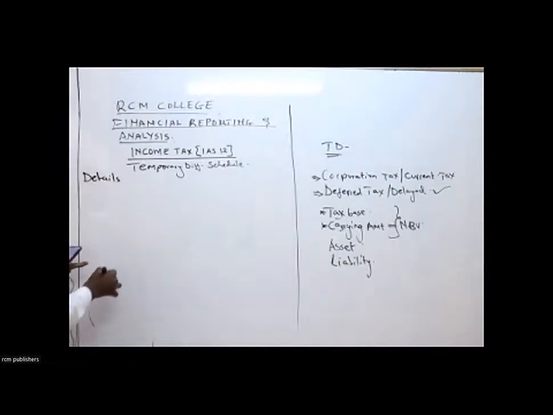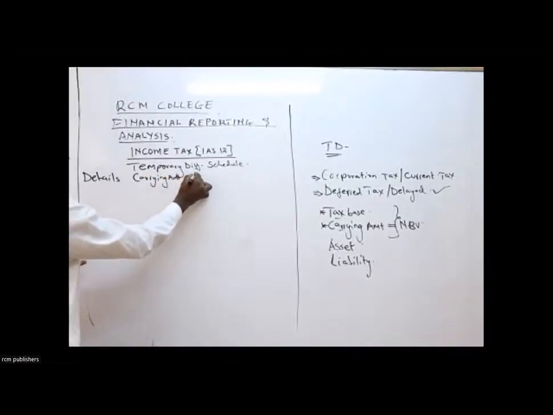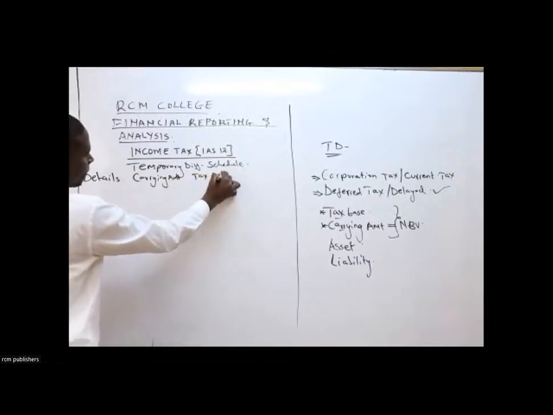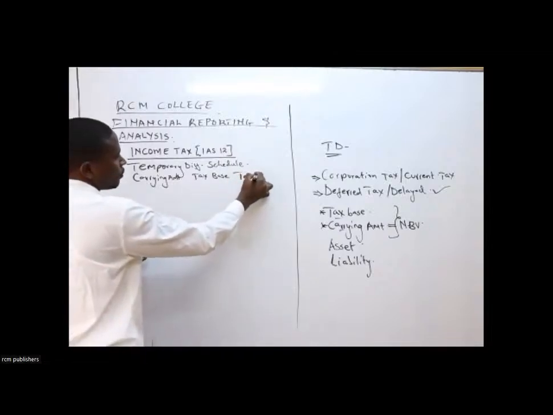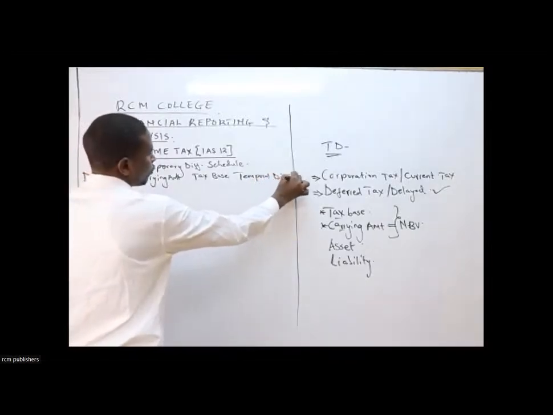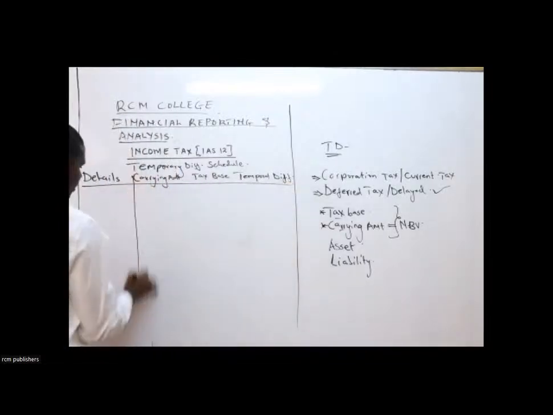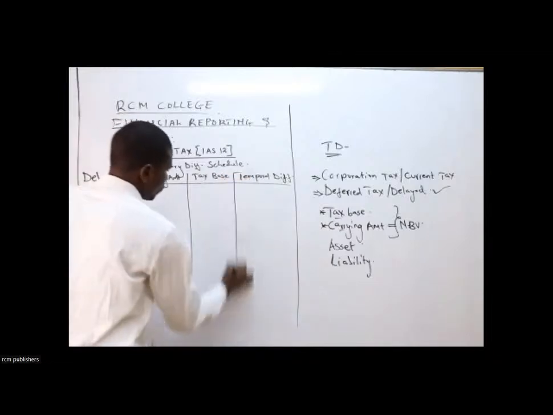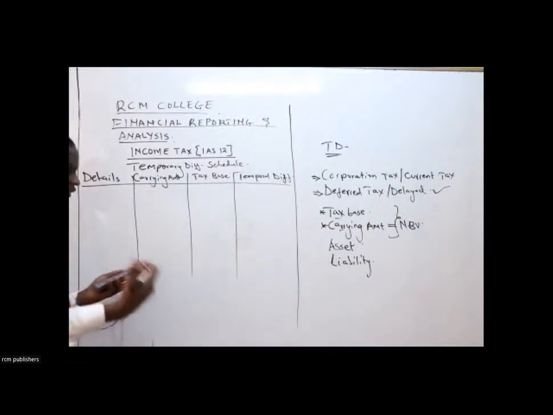Then we can have our carrying amount. Remember what we said about the carrying amount. Then tax base. And then at the end of it, what we are getting is the temporary difference, to really assist us. So you can maybe underline this. Once you underline that, it will be easier for you to tackle this question.